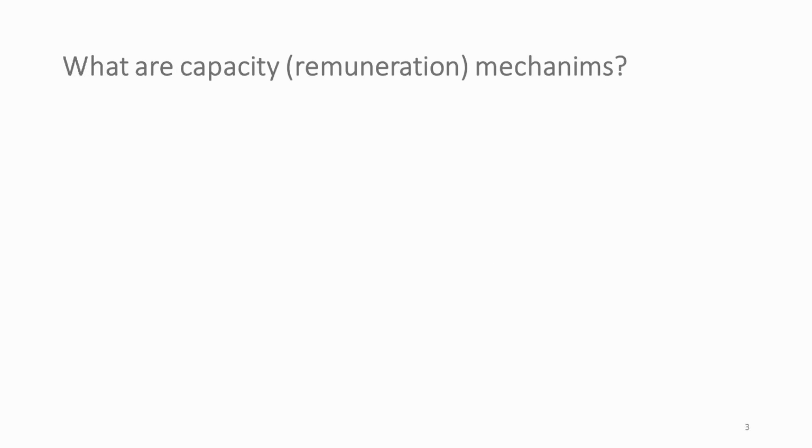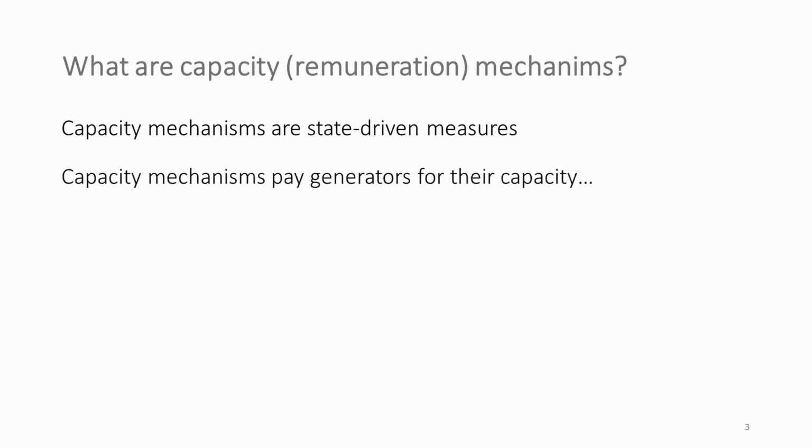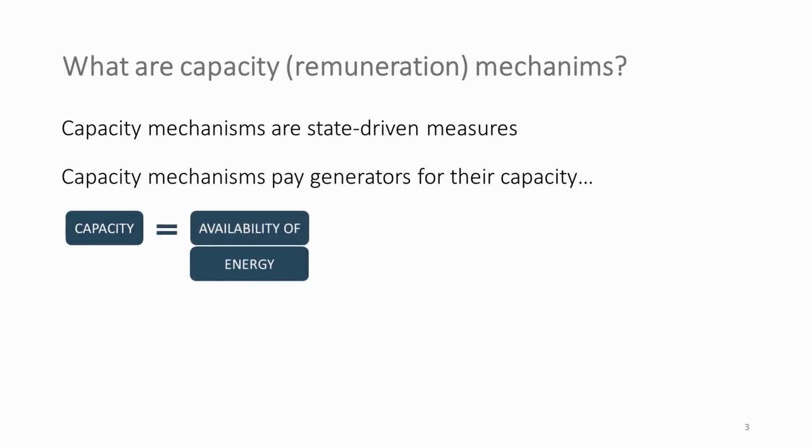It is perhaps a good starting point to define what we understand under capacity mechanisms, or as they are fully called, capacity remuneration mechanisms. Capacity mechanisms are introduced by the state to pay generators for their capacity. Now, the important thing is to understand that capacity is not energy. It is availability of energy. In other words, it is the energy that a generator commits to produce at some point in the future.